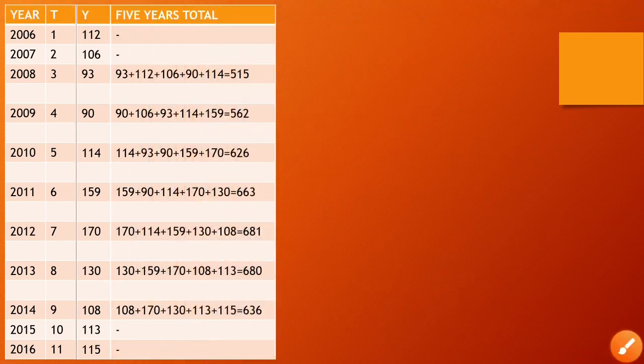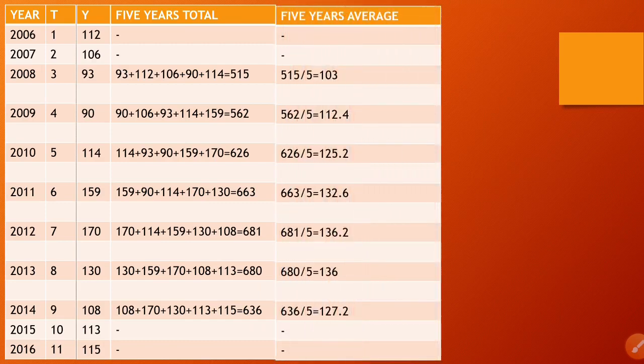So as you will see the total is this. Okay, so you can see the total, it's 515, 562, 626, 663, 681, 680 and 636. As this is 5 years total, you will be dividing by 5 to find the average. So if I divide by 5, it's 515 upon 5, 562 upon 5, 626 upon 5 and so on.